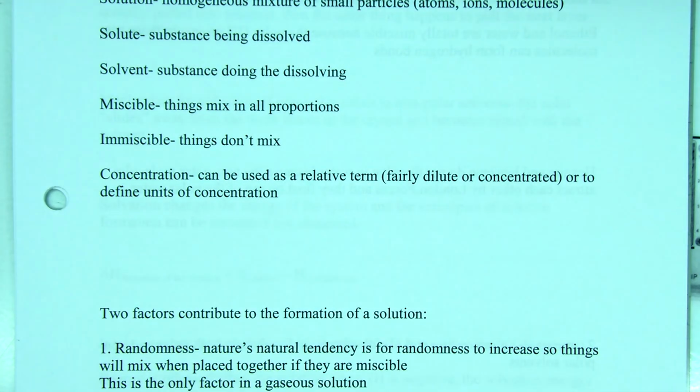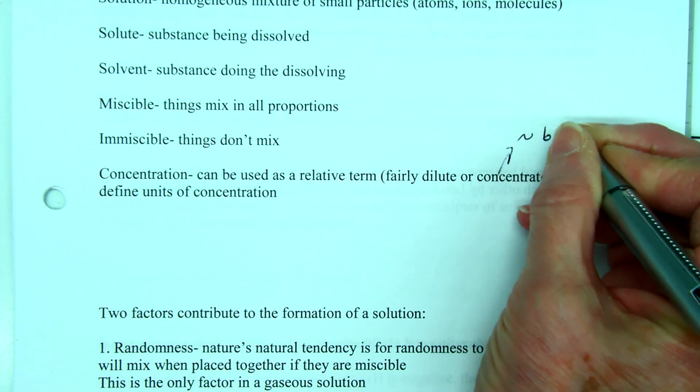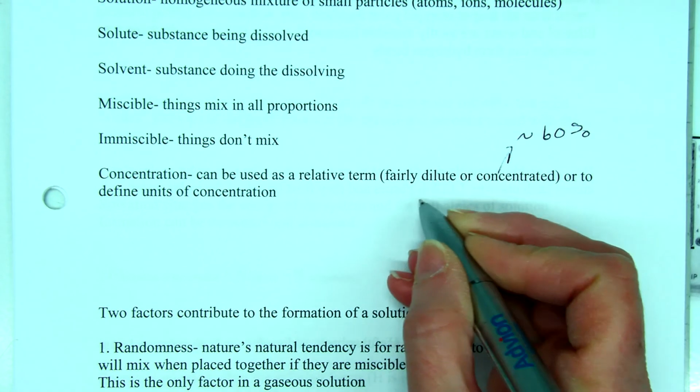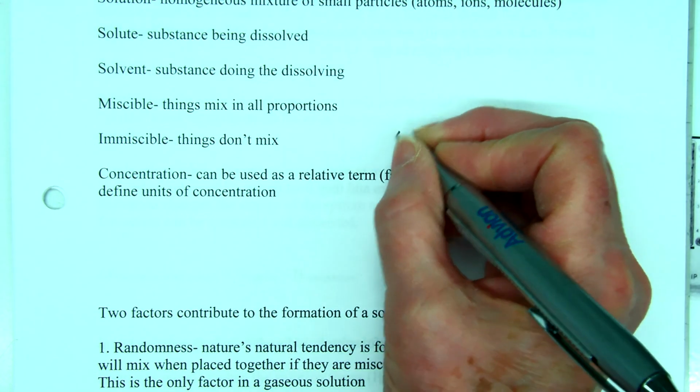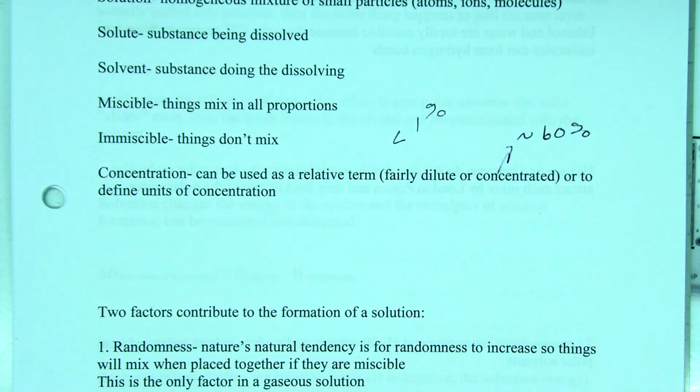So that's immiscible. Now, when we start talking about solutions and we talk about concentrations of solutions, we can use this as a relative term, saying, oh, that's concentrated or that's dilute. If we say something is fairly concentrated, we're usually talking about 60% or more of the solute. And if it's dilute, we're usually talking about less than 1%. Or when we talk about concentration, we can be talking about actual concentration units.